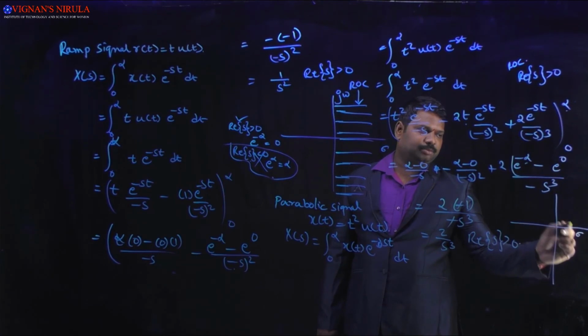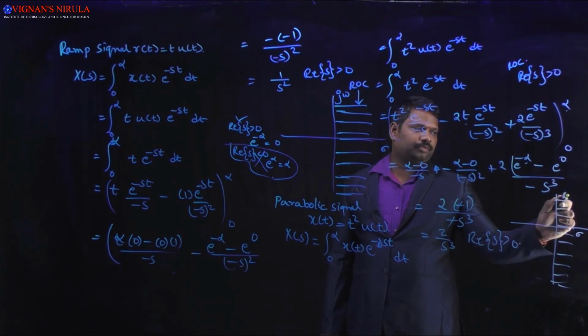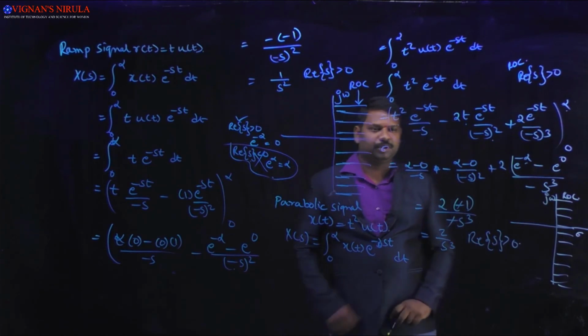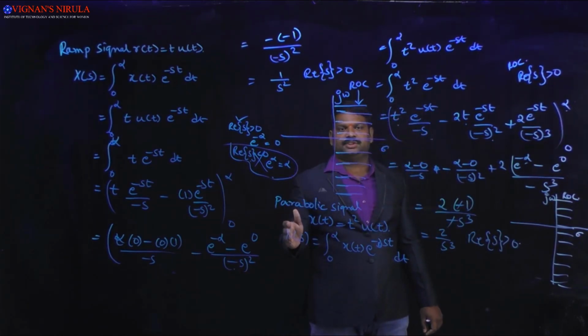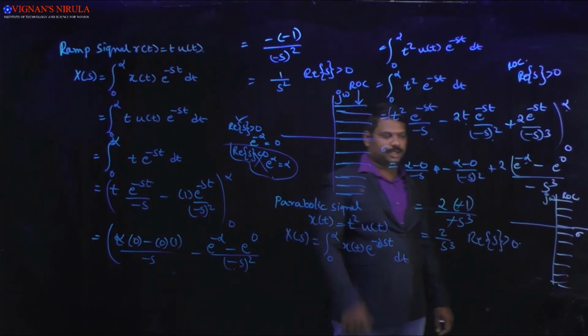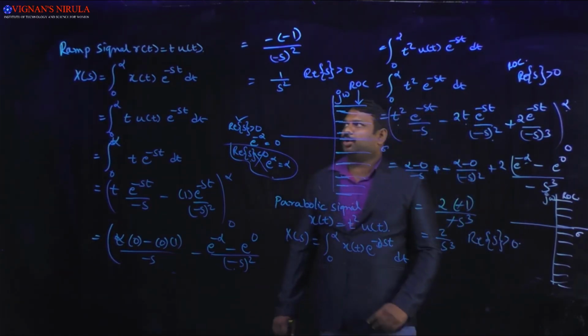This has sigma as Re of s. For the positive section, it will be the ROC. Re of s will be greater than 0. In every case, we have got the region of convergence as Re of s greater than 0. Okay, that is the Laplace transform of the ramp and parabolic signals.